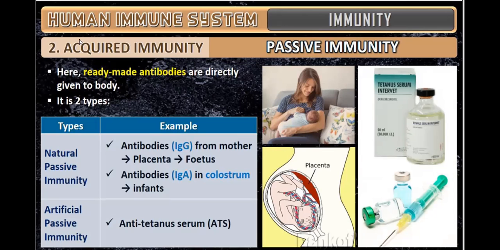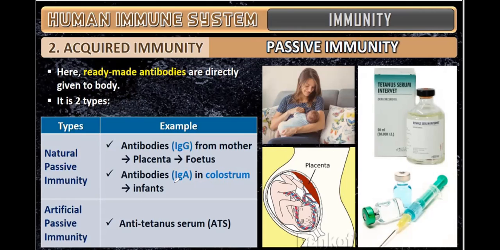So now this is acquired immunity, that is passive immunity. Here ready-made antibodies are directly given to the body. These are two types: natural passive immunity and artificial passive immunity. Natural passive immunity: antibodies, immunoglobulin G, from the mother, through the placenta to the fetus. It is produced by the placenta, and from the placenta it is passed to the baby.